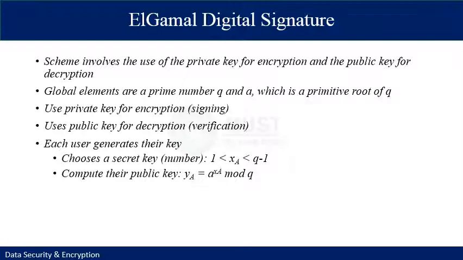So the global elements are a prime number q and a, which is a primitive root of q. It uses the private key for encryption, that is, signing of the digital signature, and it uses the public key for decryption, that is, verification of the digital signature. Each user generates their key: they choose a secret key x from 1 to q minus 1, and compute their public key y_a equal to a raised to the power x_a mod q.